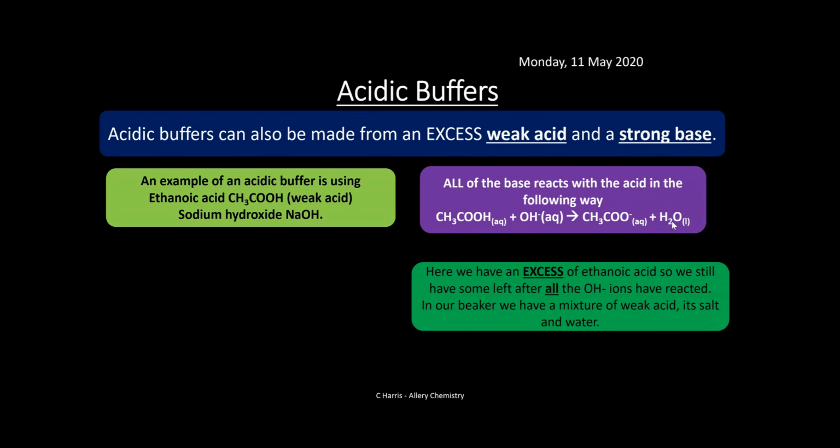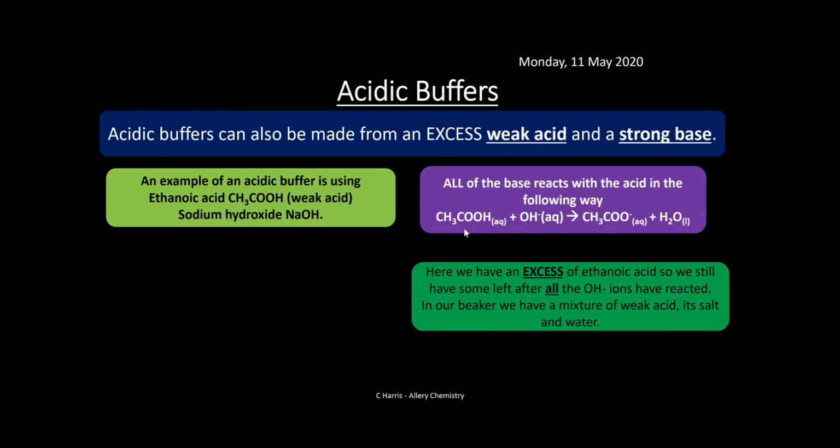So what we have is an excess of ethanoic acid. We still have some left after all the OH minus ions have reacted. In our beaker we have a mixture of weak acid, its salt and water. Let's go back to that hall analogy. It's like a dance hall, and we have 100 people lined up in it. The 100 people represent the weak acid. We're then going to add some sodium hydroxide, which means we introduce 50 people into that hall.